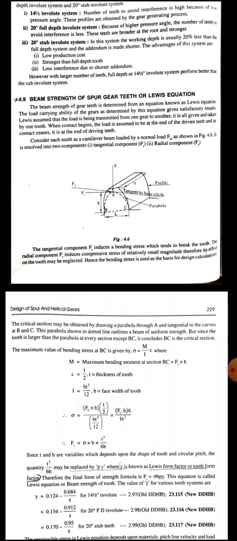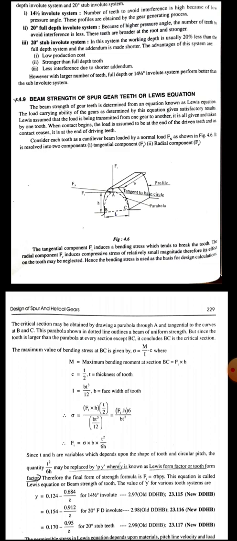Since t and h are variables which depend upon the shape of tooth and circular pitch, the quantity t square by 6h may be replaced by p y, which is known as Lewis form factor. Therefore, the final strength is Ft equals sigma b p y. This equation is called Lewis equation for beam strength of tooth.